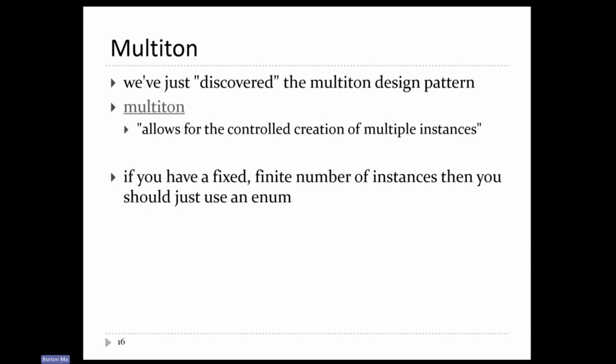This is what you would use if you needed something that looks like an enumeration, but you don't know what the constants are ahead of time. Remember, enumerations are what you use when you have a fixed and finite number of instances that you know ahead of time. If you don't know ahead of time what the objects are going to be, you can use the multiton pattern to do that.